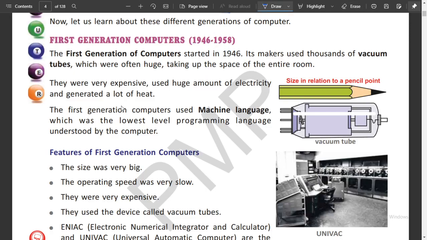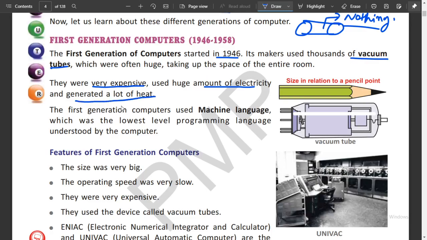Let's start. The first generation computer started in 1946, and used thousands of vacuum tubes. A vacuum tube is a kind of air tube which creates vacuum inside it. Vacuum means nothing. Okay, it was very old technology. They were very expensive, used a huge amount of electricity, and generated a lot of heat. There was so much heat that you can't even imagine.